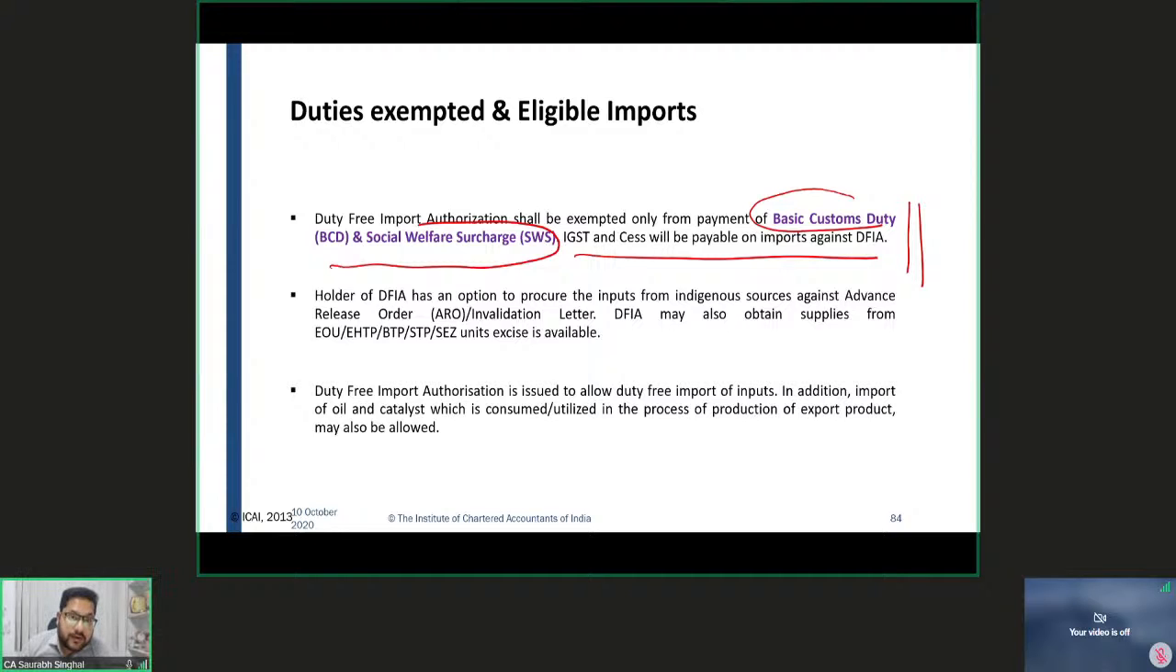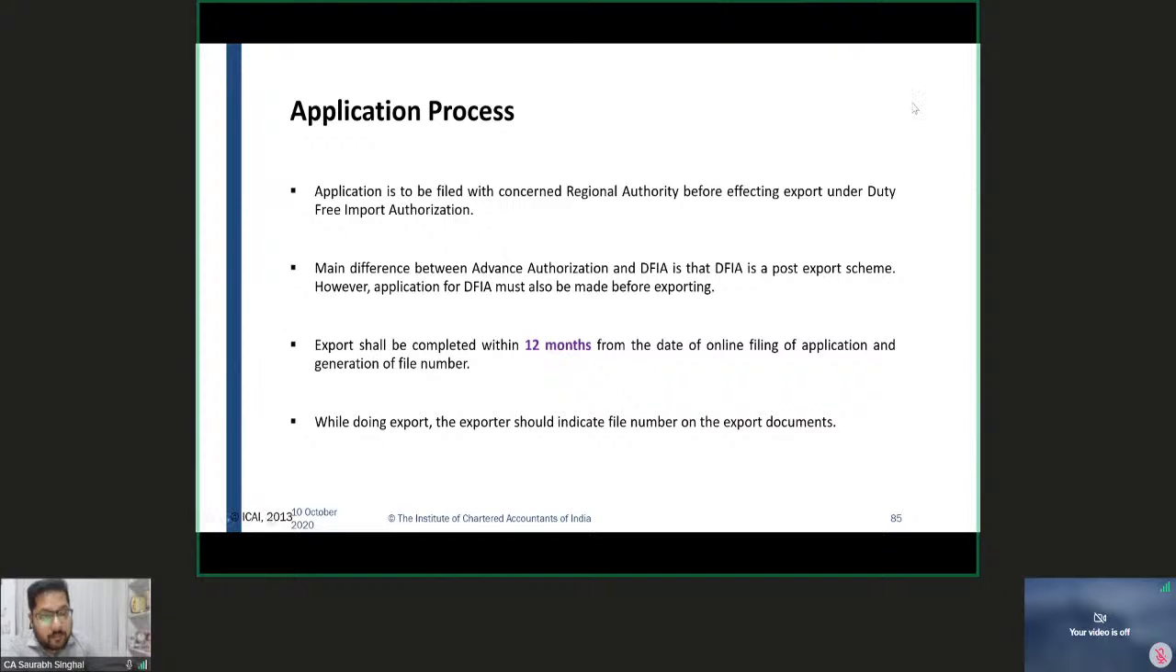What all can you import using DFIA? Again, same things. You can import the actual product. If you have sold this DFIA, that person can import the actual product, any oil and catalyst, or any spares. How do you apply for it? You have to apply by way of an application to the regional authority before effecting the export under duty free. So you have to apply before exporting the product.